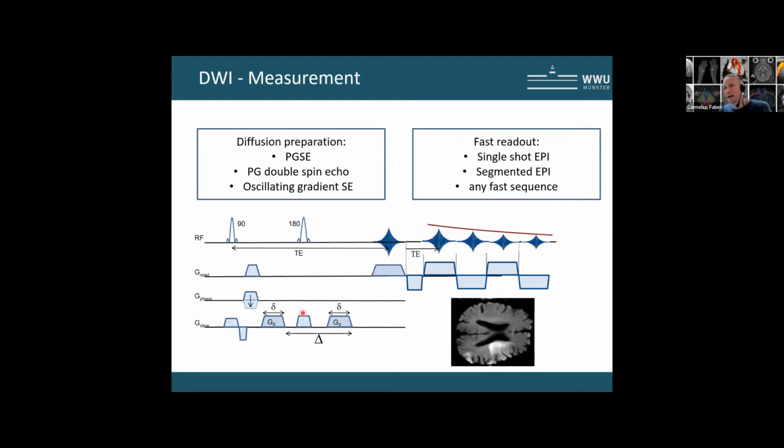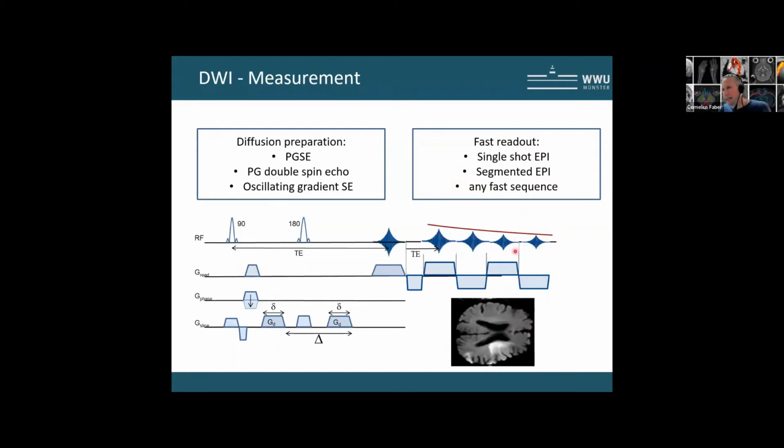And after the diffusion preparation, the whole image, or in the case of a segmented EPI, part of the image is acquired, and then you need only a few repetition times, or one repetition time, to come up with the full image. This can be a single shot EPI, so reading out all of K-space at once. A segmented EPI is like 2, 3, or 4 shots.